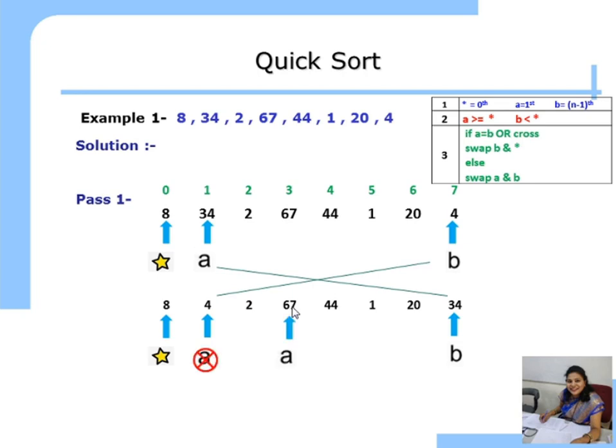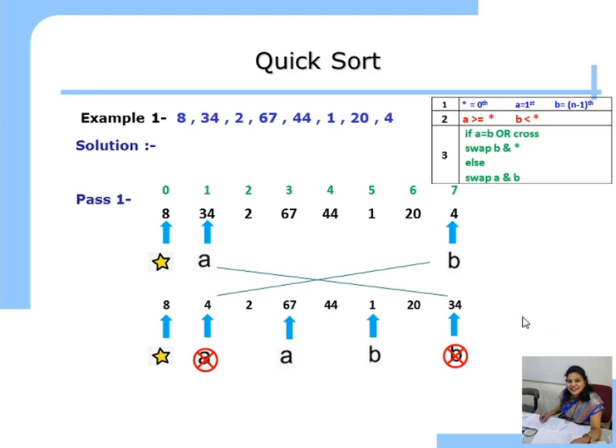We delete the previous location of A. Now I am going to adjust B. B should be less than the pivot. What is our pivot? 8. Is 34 less than the pivot? No. Is 20 less than 8? No. Is 1 less than 8? Yes. So B is going to the left side, and B will come to this location. I delete the previous location.